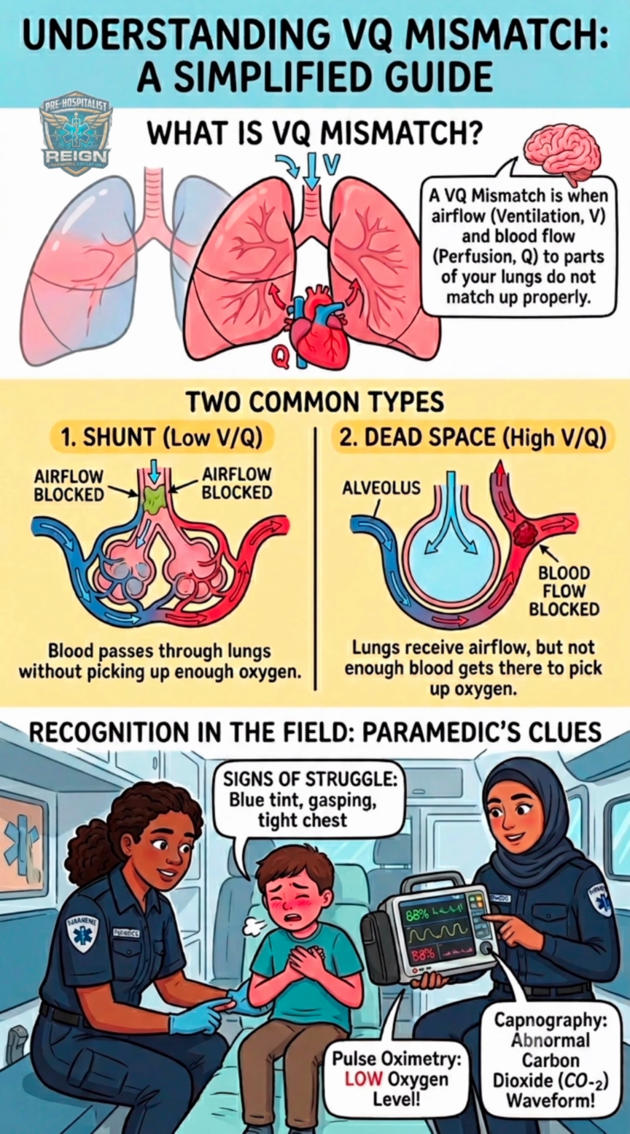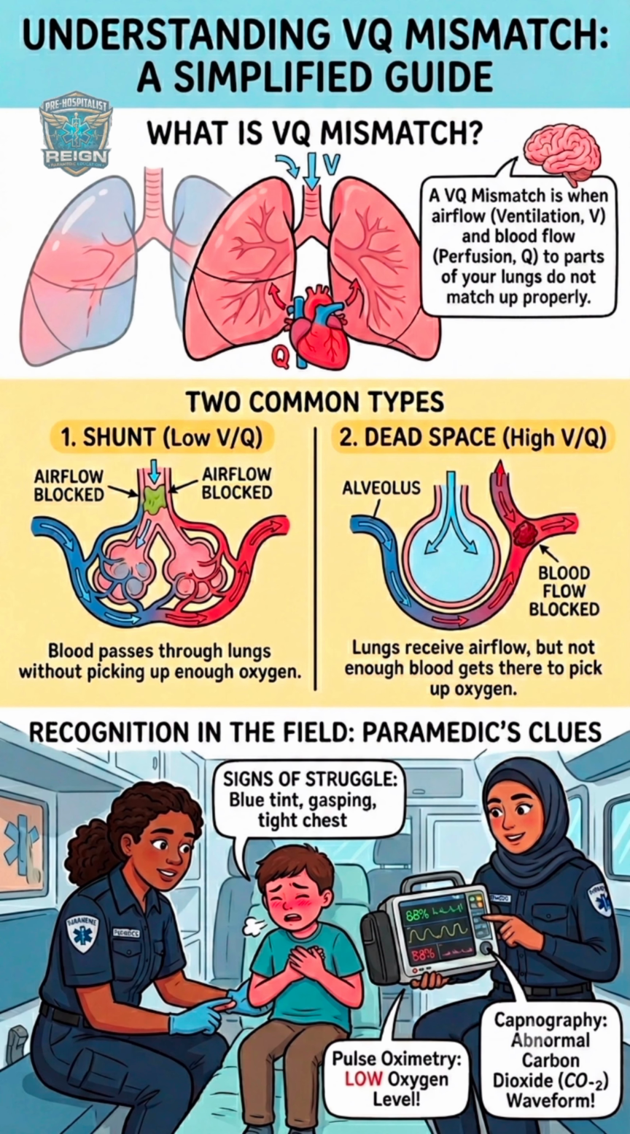The two ways the factory breaks down. There are two main types of VQ mismatch that paramedics look out for. 1. The shunt problem, all blood, no air. Now imagine the opposite. Conveyor belt Q is delivering plenty of blood, but conveyor belt V is jammed and bringing in zero air. The blood passes through the lungs but leaves completely empty-handed, without any oxygen.